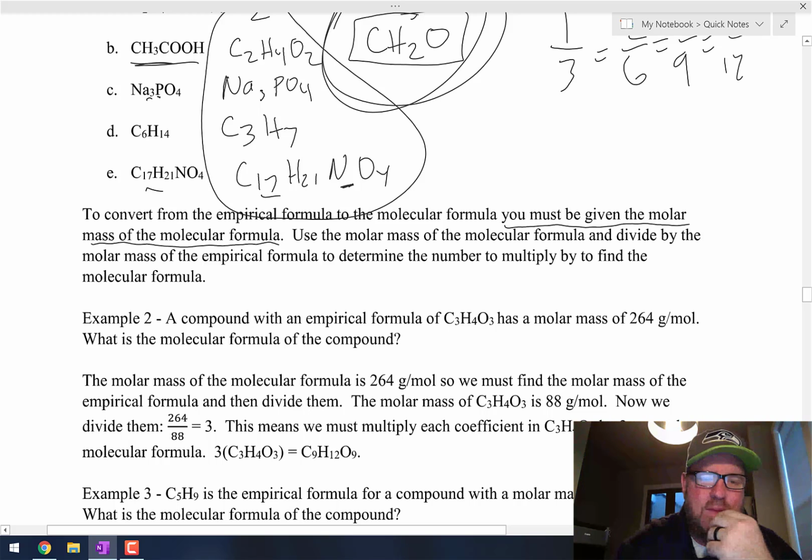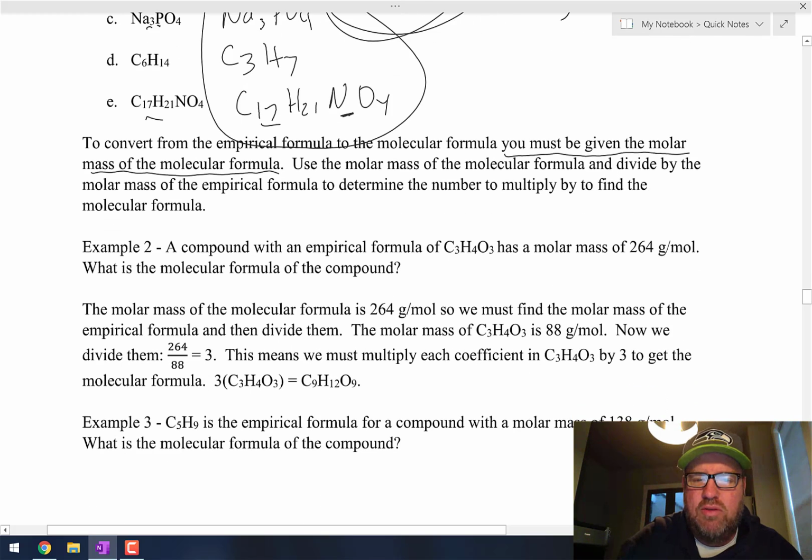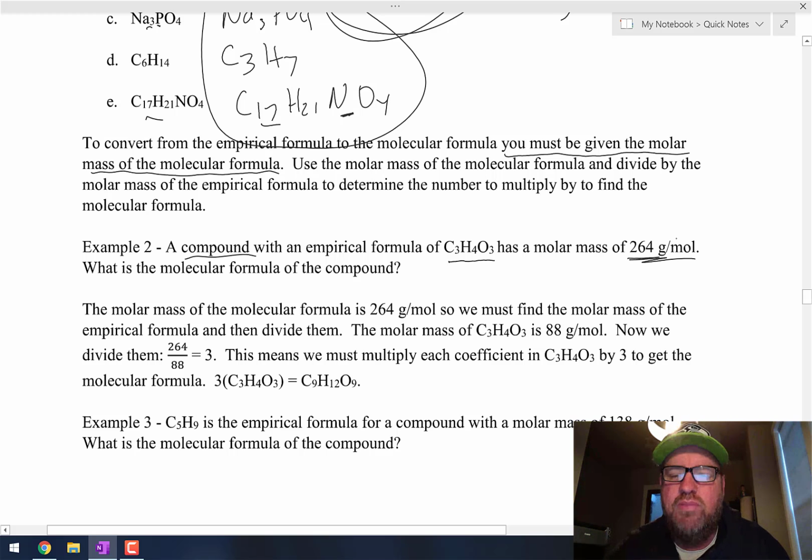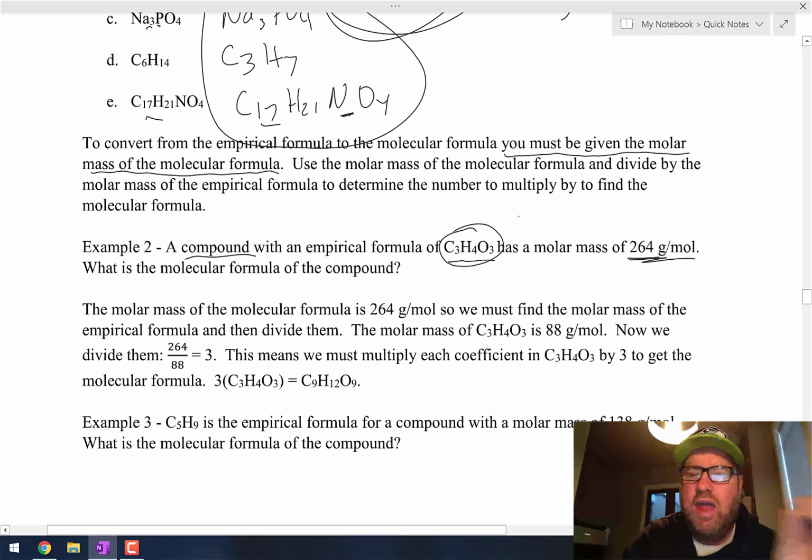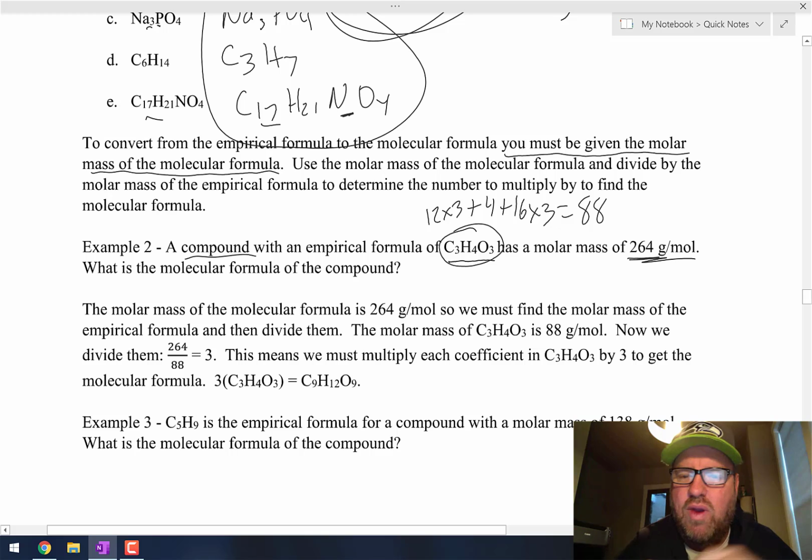So let's look at example number 2 here. It says a compound with an empirical formula of C3H4O3 has a molar mass, so the actual compound has a molar mass of 264 grams per mole. What is the molecular formula? So the first thing we're going to have to do is take the empirical formula and figure out its molar mass. We take the mass of carbon, which is 12, multiply it by 3, and then there's 4 hydrogens, and then 16 times 3, for the oxygens, and that equals 88 grams per mole.